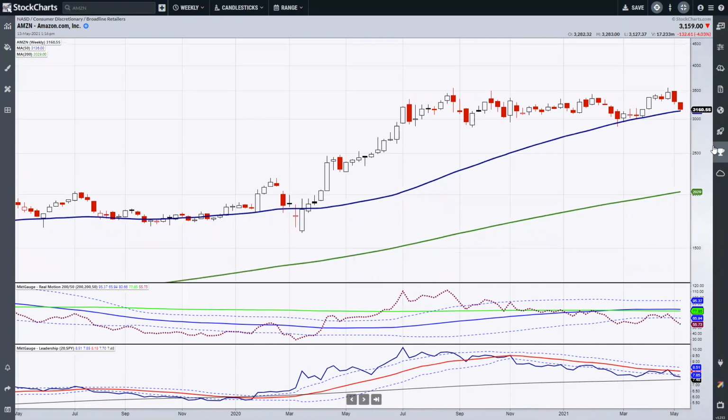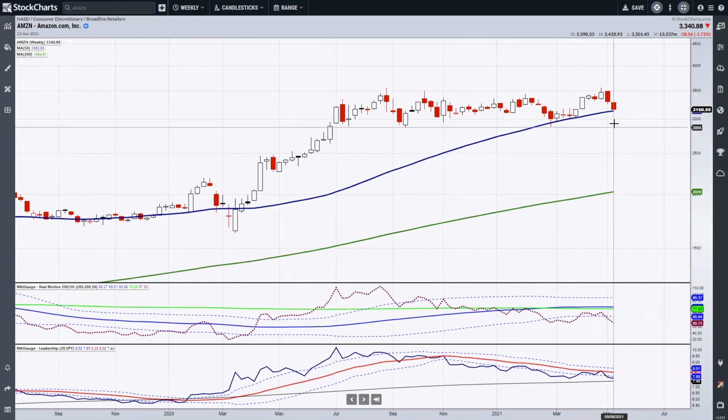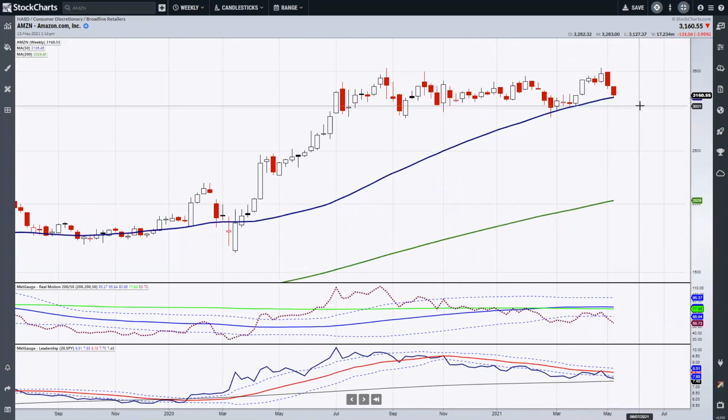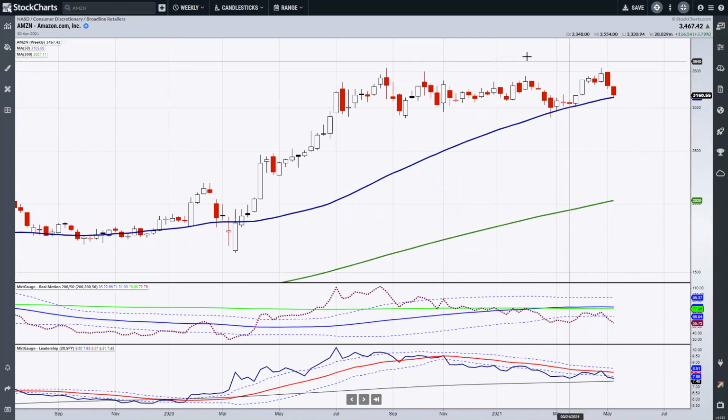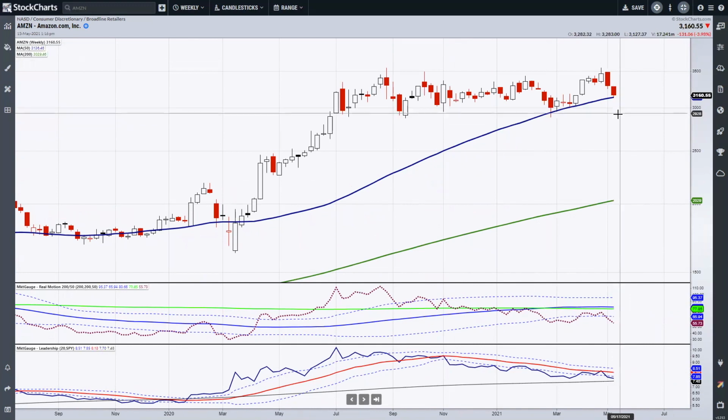But if that doesn't happen and we start to break down under this 50-week moving average, once again, you'll be able to use the 50-week moving average. And after all this time in a $500 range, if it broke down $500 and went to $2,500, that would still be a really nice short.